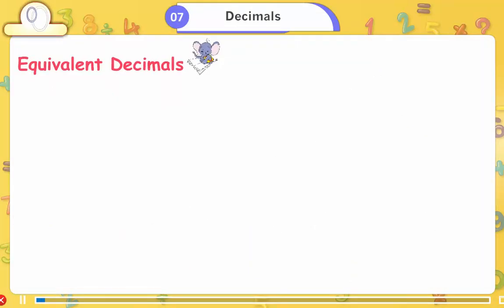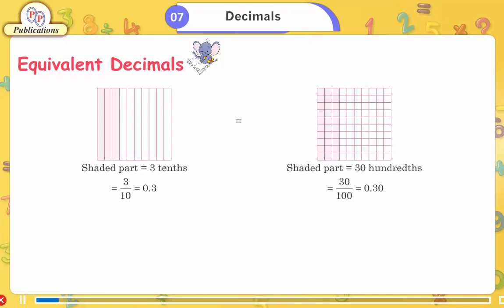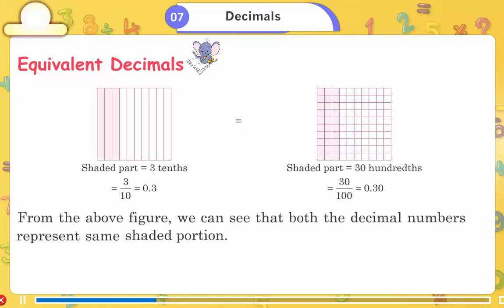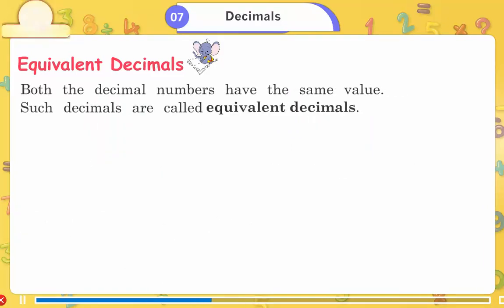Equivalent decimals. Shaded part is equal to 3 tenths is equal to 3 upon 10 is equal to 0.3. Shaded part is equal to 30 hundredths is equal to 30 upon 100 is equal to 0.30. From the above figure, we can see that both the decimal numbers represent the same shaded portion. 0.3 is equal to 0.30. Both the decimal numbers have the same value. Such decimals are called equivalent decimals.